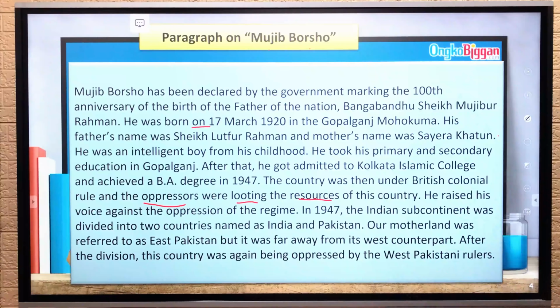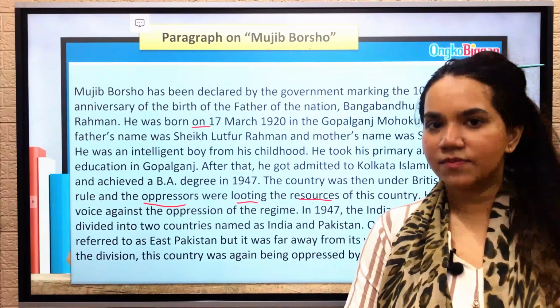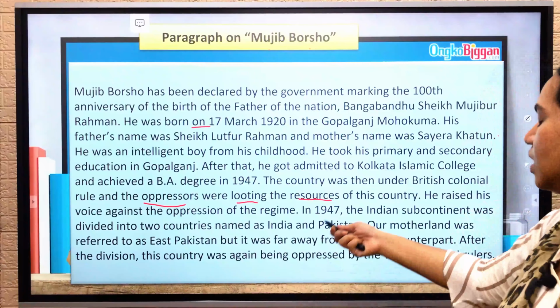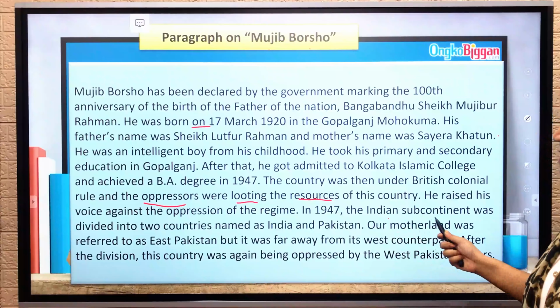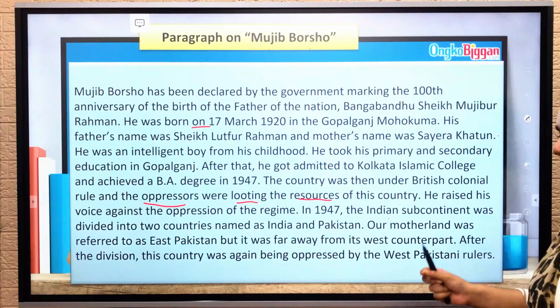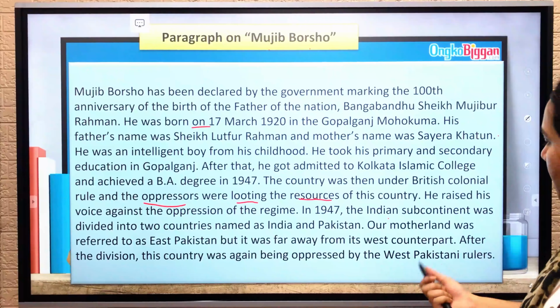In 1947, the Indian subcontinent was divided into two countries named as India and Pakistan. And just as I've mentioned a few minutes ago, in 1947 we know that the Indian subcontinent was divided into two countries, and the countries were named India and Pakistan.